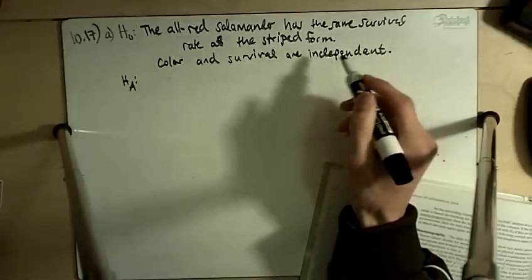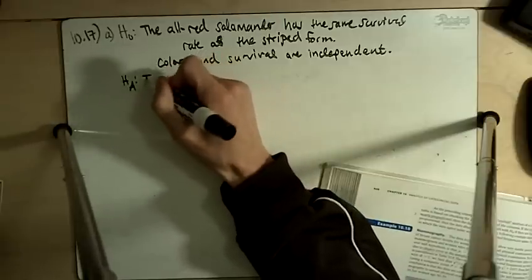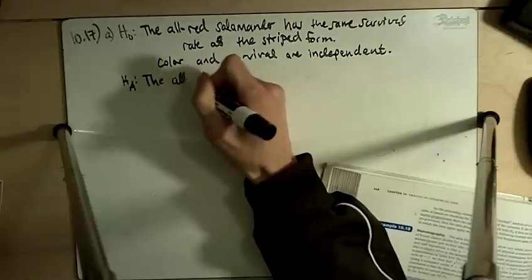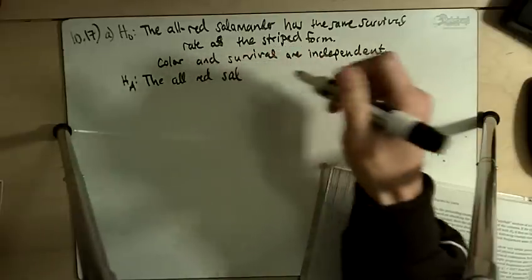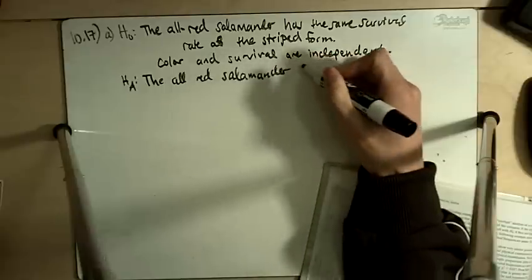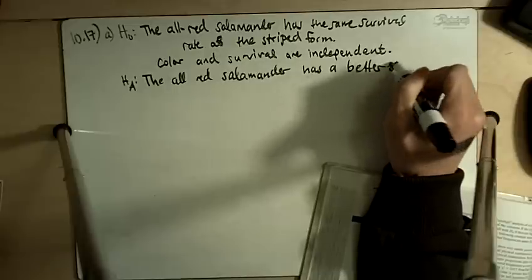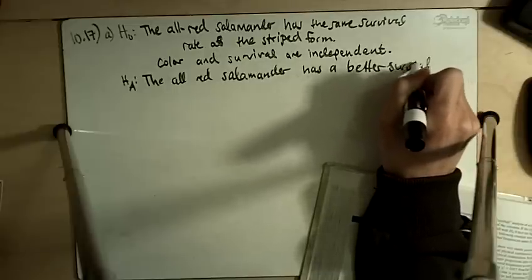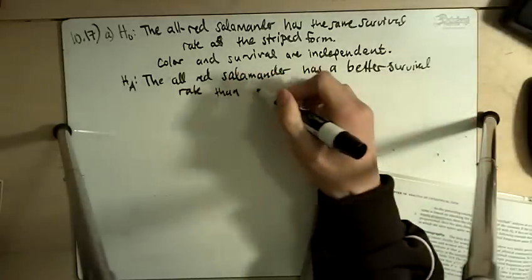The all red salamander has the same survival rate as the striped form, and the alternative is that the all red salamander has a better survival rate than the striped form, okay?